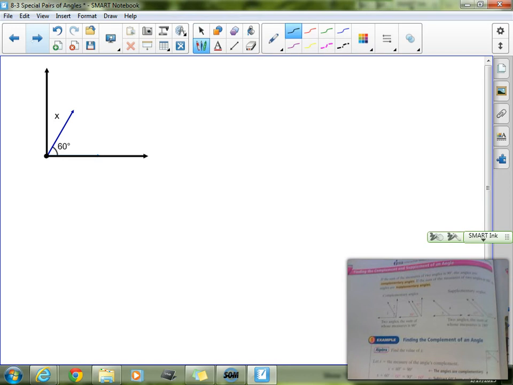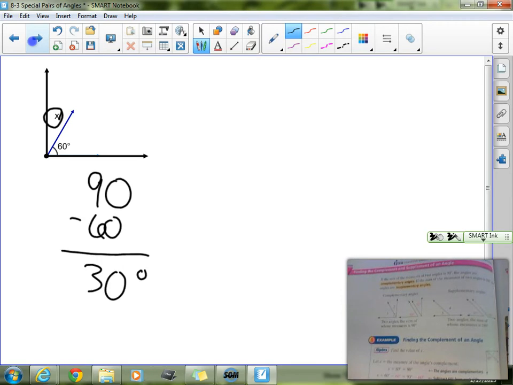So I have a complementary set of angles. This angle right here is already measured as 60 degrees, and this right here, I need to know what that is. So all I have to do is use my understanding of complementary angles to realize that they add up to 90 degrees, so if I just subtract 60 degrees, I would get 30 degrees, and there I have my answer.